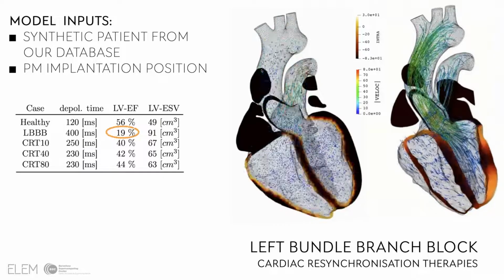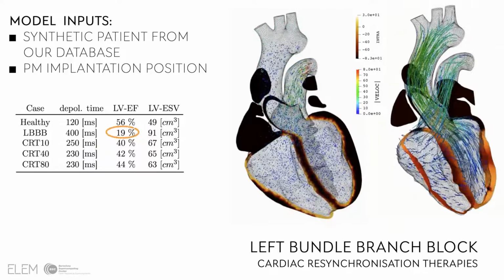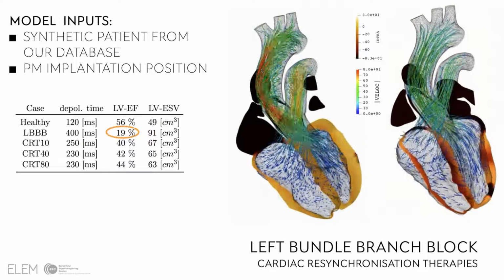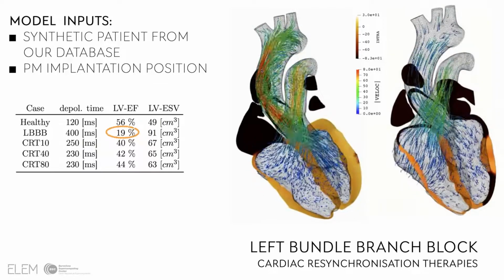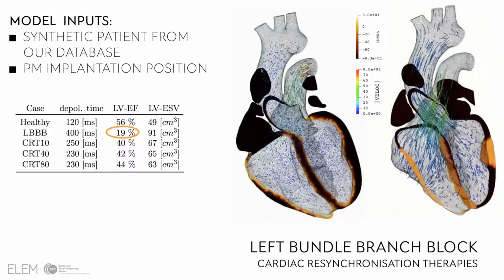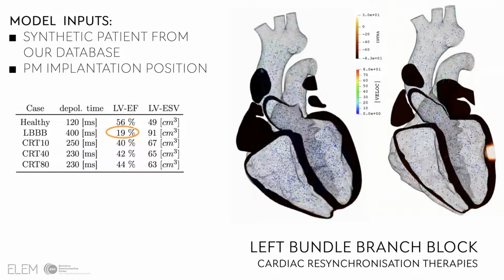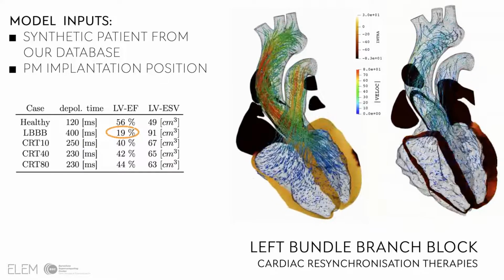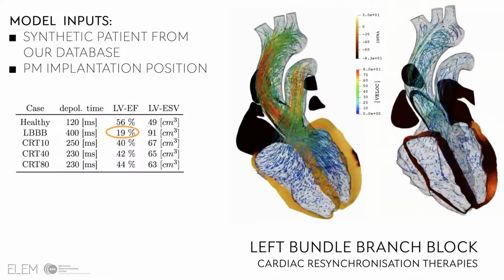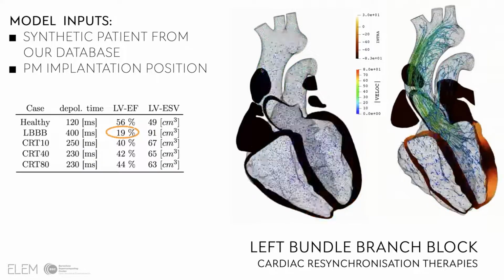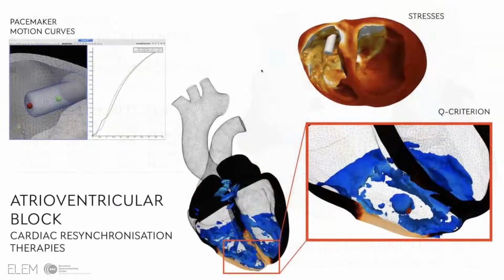So biomarkers are, for instance, left ventricle ejection fraction or left ventricle end of systole volume. And what we do is we place the pacemaker somewhere in a very similar way that the doctor does, choosing the place where you put your pacemaker and choosing also the synchronization of the pacemaker with respect to the rest of the heart. And we change this synchronization and this placement in order to see if we can recover this cardiac function.